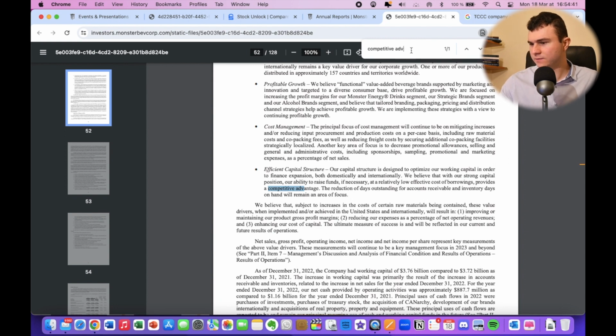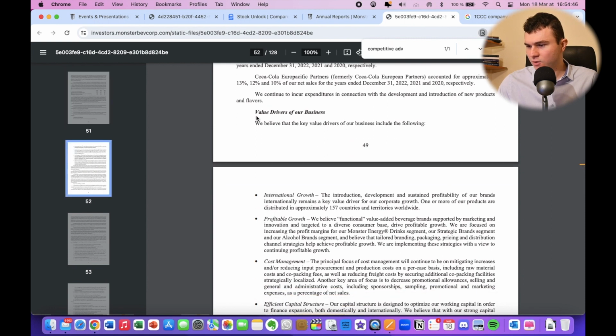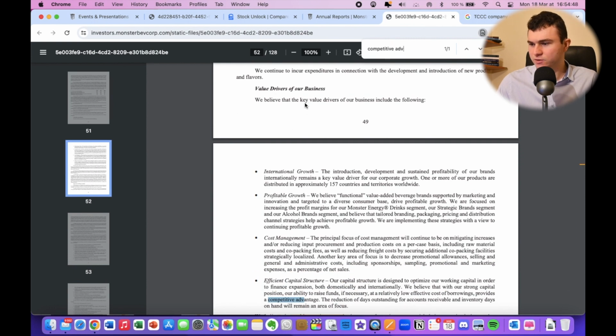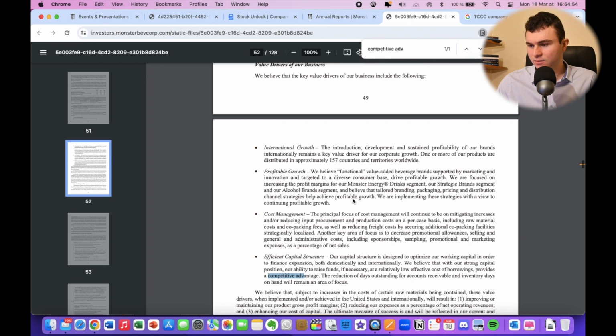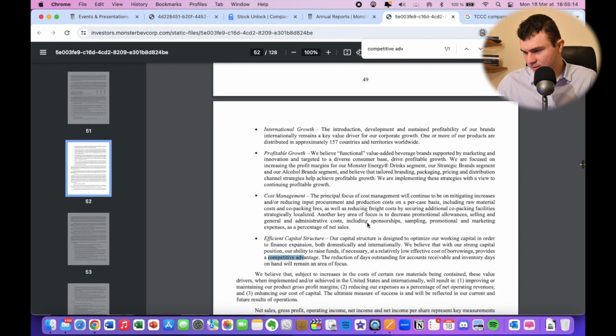If you just search competitive advantages in the annual report, you have a paragraph, value drivers of our business. We believe that the key value drivers for our business include the following. Okay, so you have international growth. What can differentiate Monster Beverage from other companies is that they sell their products in more than 150 countries. Profitable growth, so with high margins. Cost management, so there are some disciplines, sponsorships, okay, here.